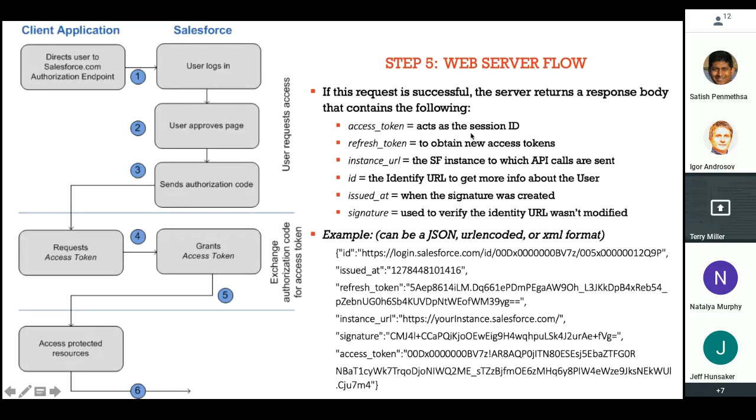So your access token, that's your session ID. Your refresh token, which Jeff, you were asking about, is used to obtain new access tokens. The instance URL is the Salesforce instance to which the API calls are sent, so that looks a lot like our Salesforce My Domain names. ID is the URL to get more information about the user, so that's this first one, and you can see that we're passing in the user ID here. I'm assuming that is what we would leverage to get additional information about this particular user.